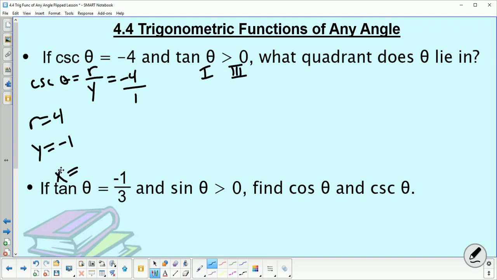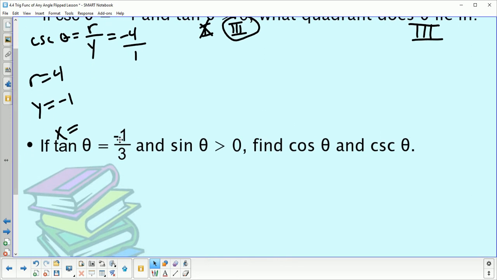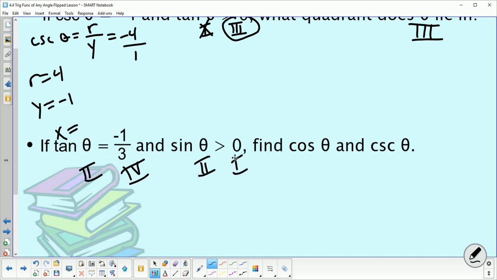So what we need to find is x. Well, one trick to keep in mind, since y is negative, the only quadrant that theta can lie in would be 3. Because y is negative, it can't be 1. So we know that theta lies in quadrant 3. Okay, likewise, you see tangent is negative here. So tangent is negative in 2 and 4, and sine is positive in 2 or 1, and so they match in 2.